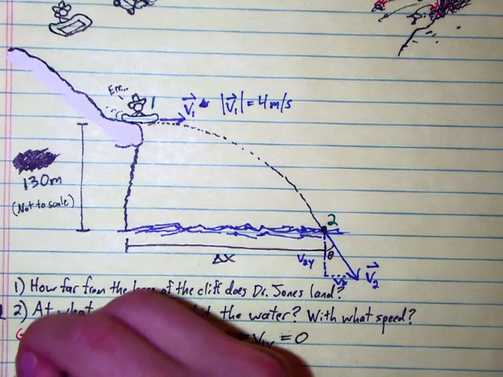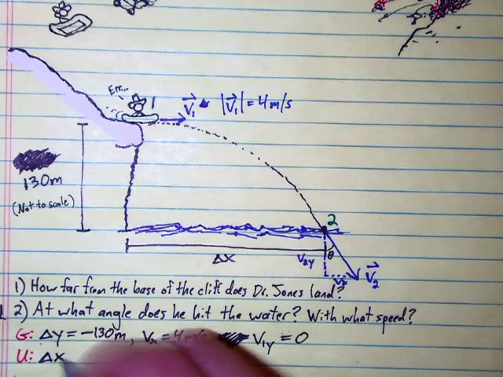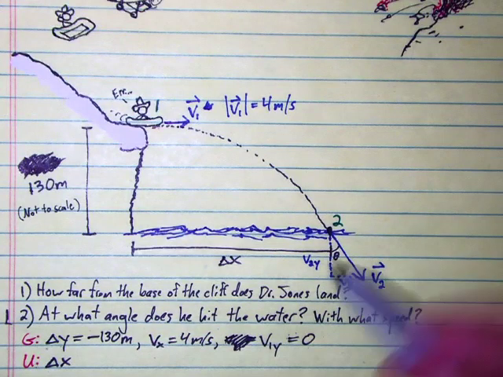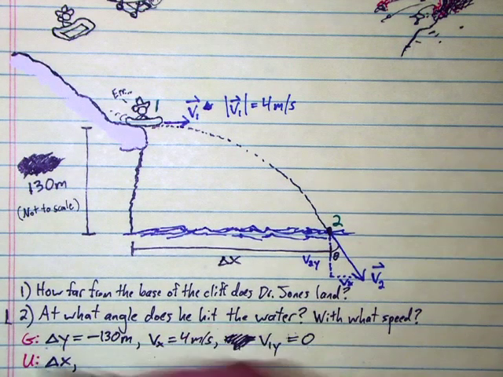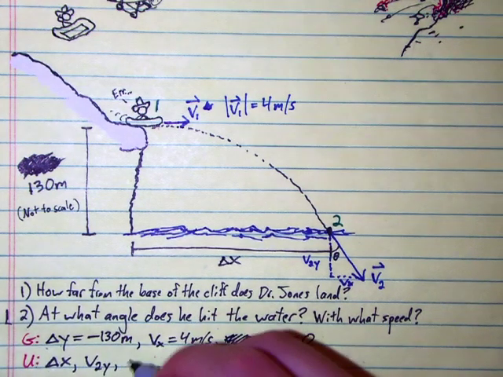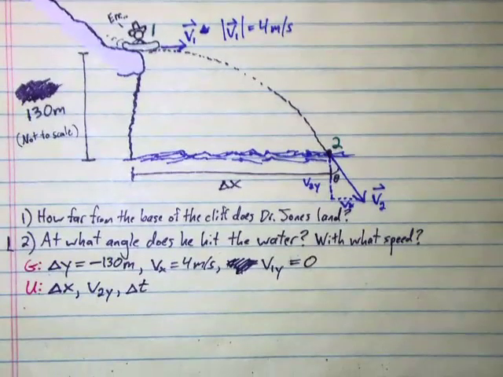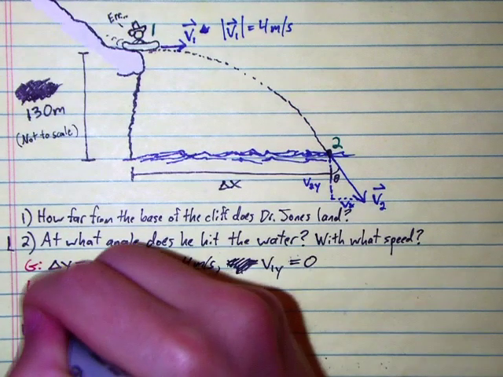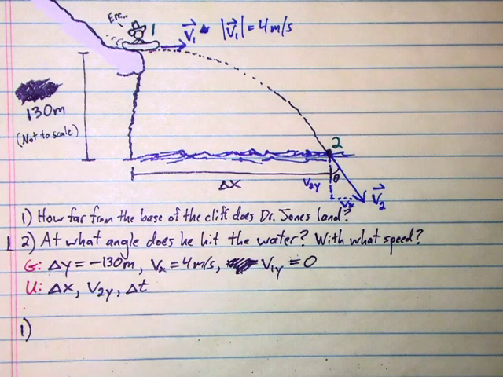Let's write down some unknowns. Obviously we don't know delta x. We don't know his y component of velocity when he hits the ground, v2y, and we don't know how long he's going to be in the air. Okay, with that information, let's try and tackle question 1. How far from the base of the cliff does he land? Let's see if we can find delta x.